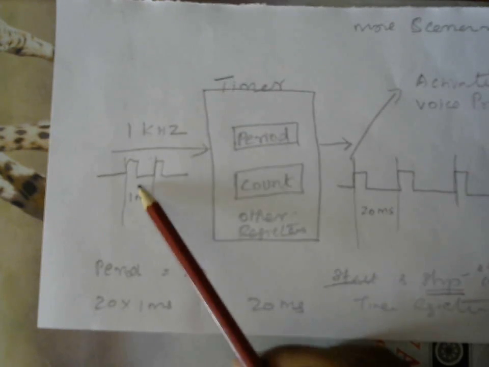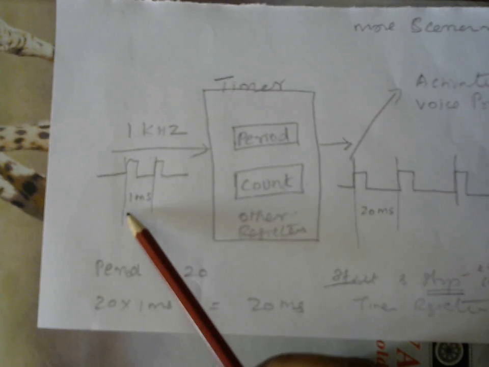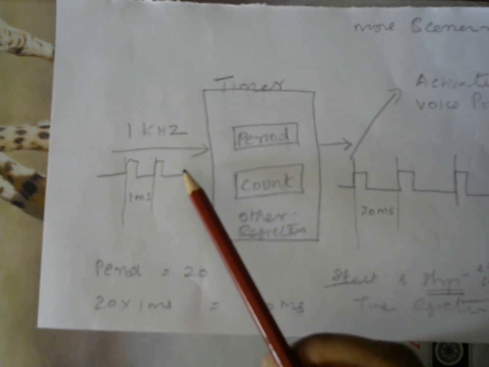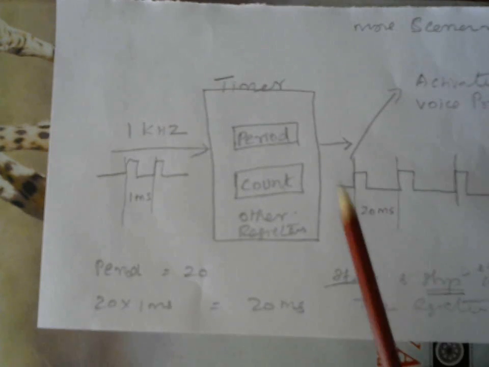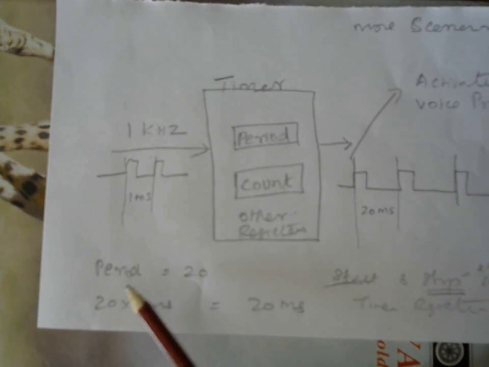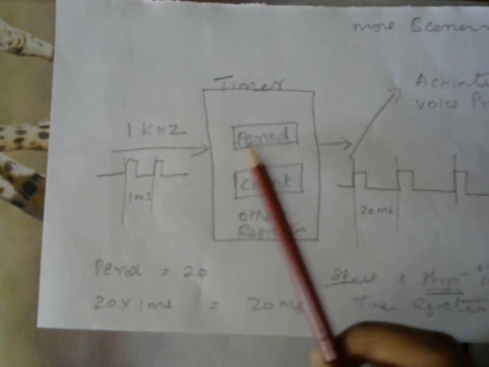The input clock to the timer is 1 kilohertz. So in time, for every 1 millisecond one clock comes. And what we need is a timer interrupt every 20 milliseconds. So now I program the hardware timer period register as 20.